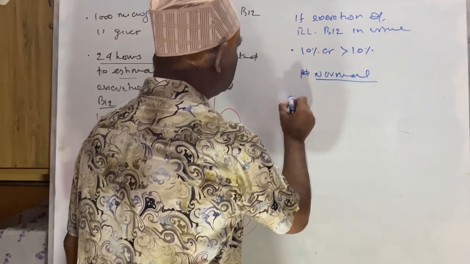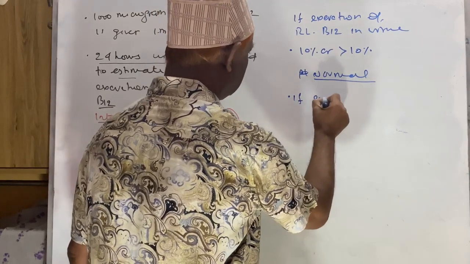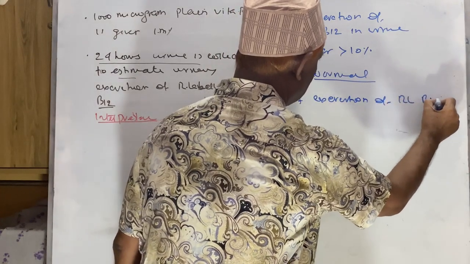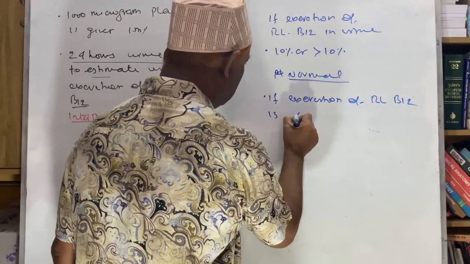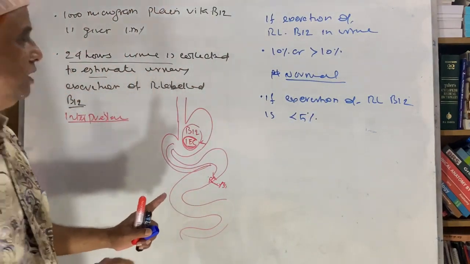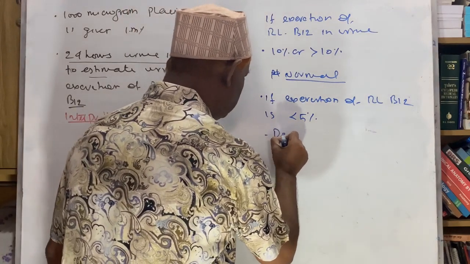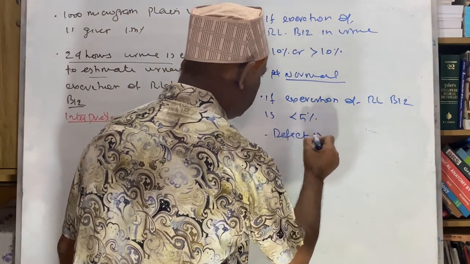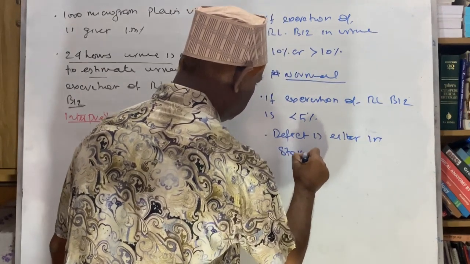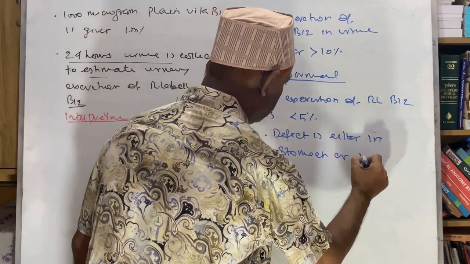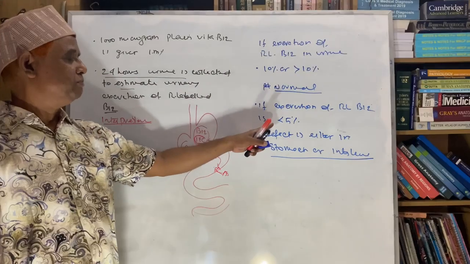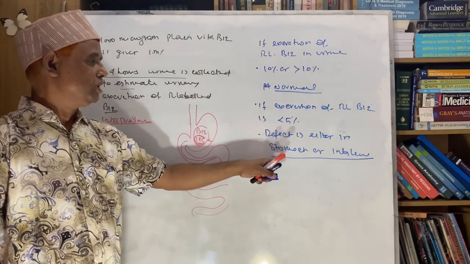If excretion of radiolabeled vitamin B12 is less than 5%, what is the interpretation? The interpretation is that the defect is either in the stomach or in the intestine. So if excretion is less than 5%, the defect is in either the stomach or the intestine.